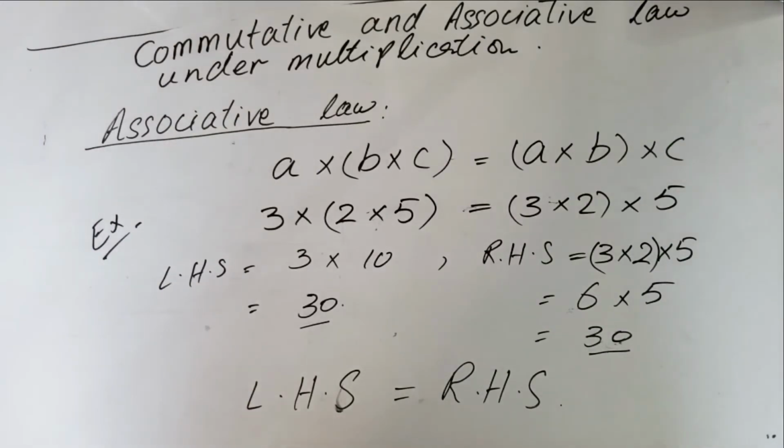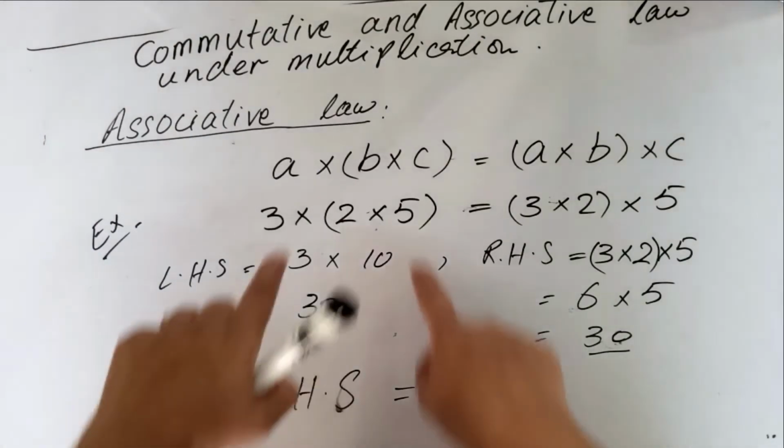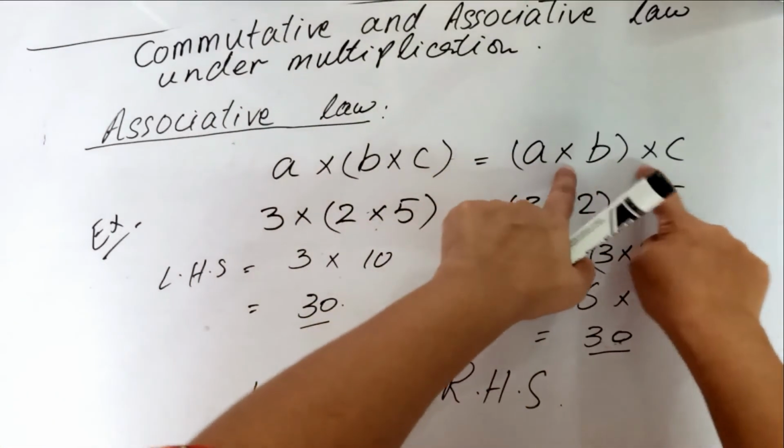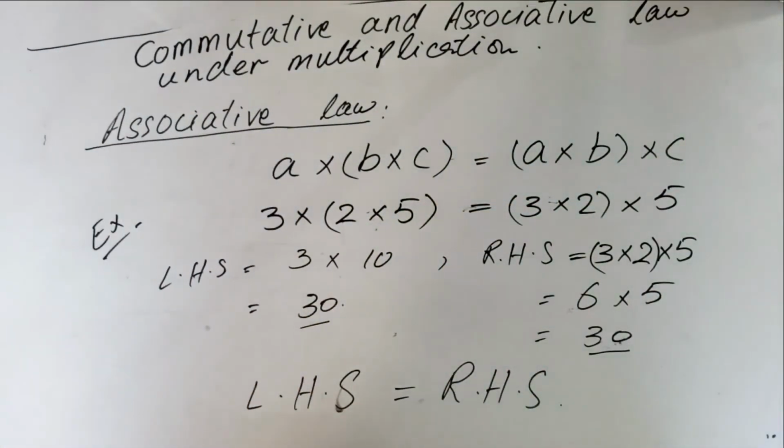This is the associative law under multiplication, because we are using multiply sign over here. No addition sign is there. In the associative law under addition we used addition sign, and here we will use the multiplication sign.